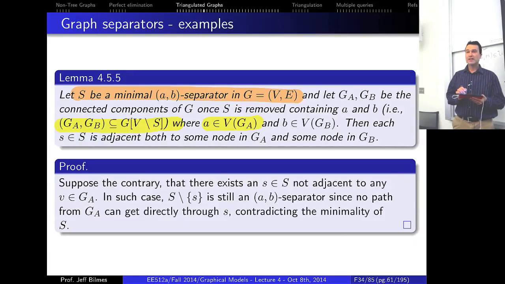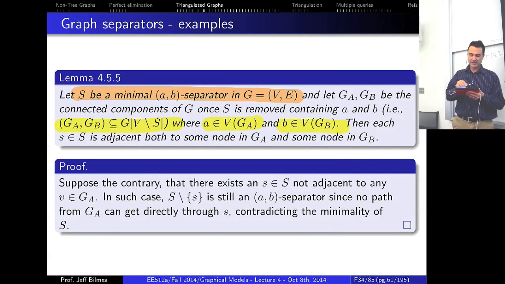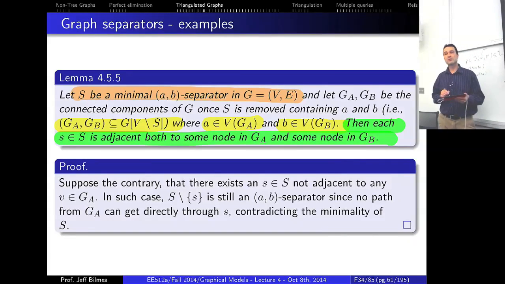The key point is that A is a vertex of GA and B is a vertex of GB. And the critical thing that the theorem is stating then is that each node in S is adjacent to both some node in GA and some node in GB.